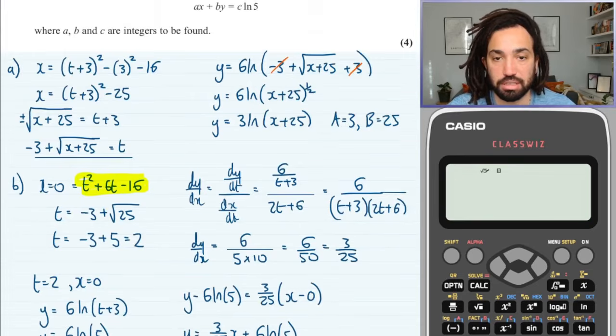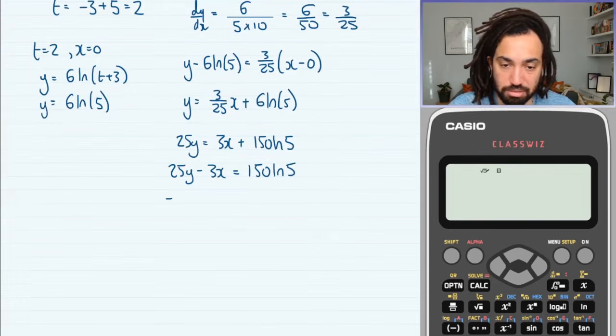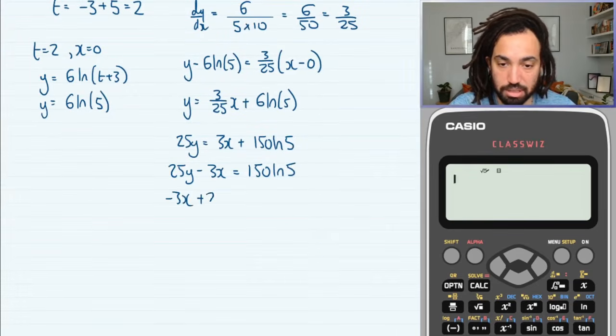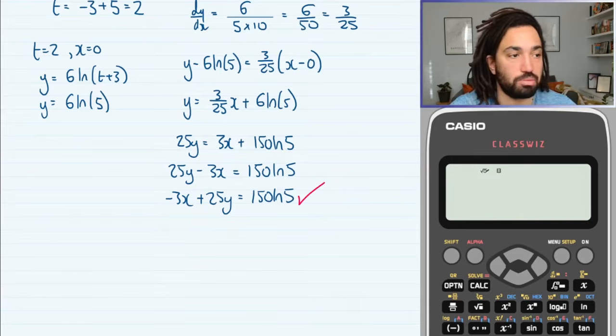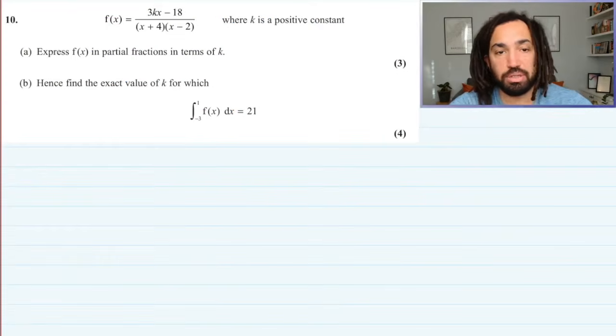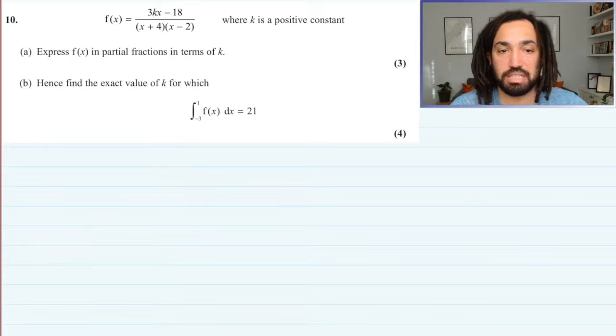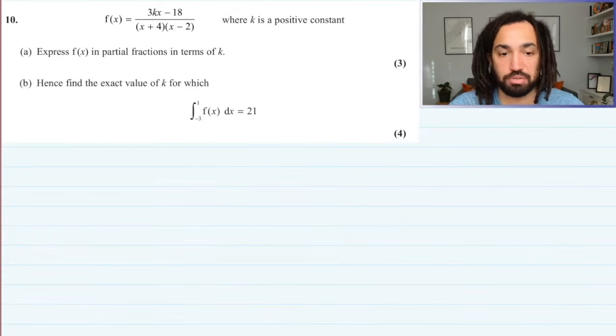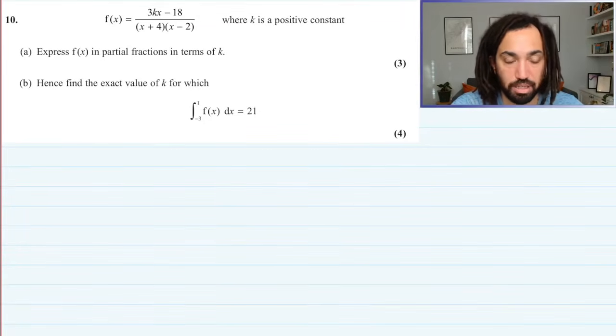And that is good. Just being pedantic, but they had it written this way round. Okay, job done. Okay, question 10, and it says express f of x in partial fractions in terms of k.